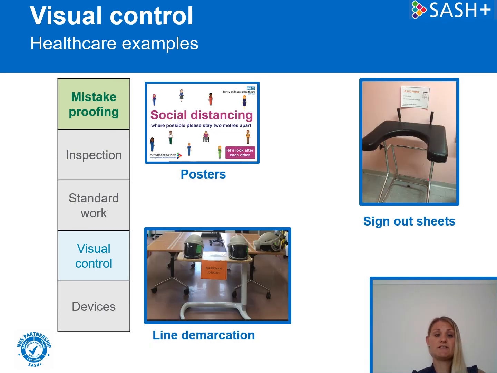Posters are also another example of a visual control. These are some of the posters around the trust advising staff about social distancing. We've also got sign-out sheets from when equipment is removed from a specific area. It denotes when the equipment was taken and where it was taken to, so it helps staff who next need the equipment to be able to find it. Another example is line demarcation. This marks out specific areas, so it highlights where objects can be put. So an example of this was used in the hood hub to map out where the various hoods need to be placed in preparation for collection.